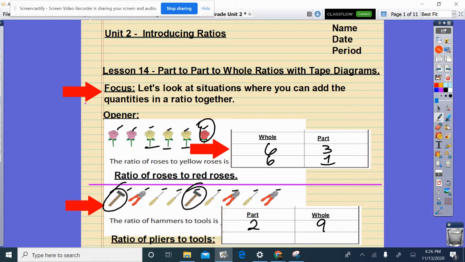Ratio of pliers to tools. Well, again, the total stays the same. And there are 1, 2, 3 pairs of pliers. So that's how we can look at it. So be careful and watch what they're asking for in terms of how to write the ratio. Are they looking for whole to part or part to part?